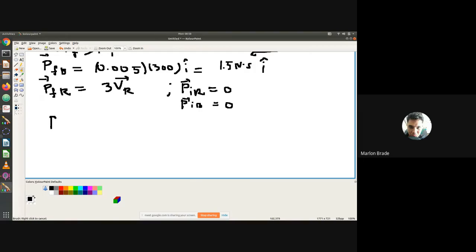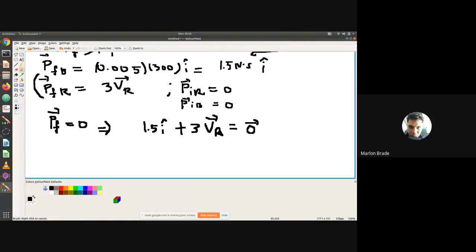So my Pf is equal to 0. Right? But my Pf is equal to PfB plus PfR. So my PfB is 1.5 i hat, minus 3 VR, which is equal to 0 vector. Oh no, this is plus. Plus, right? My Pf is plus, it's a sum, no?